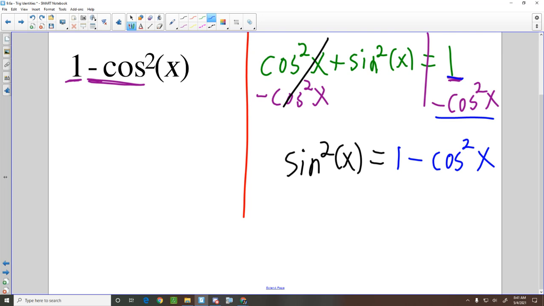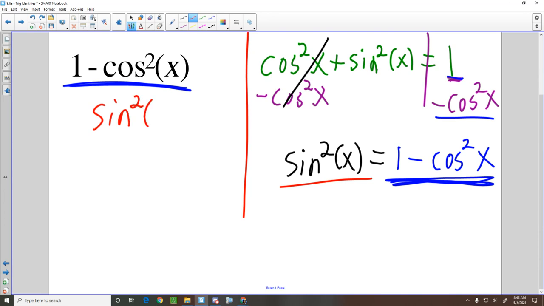But now look at the left side. Look at my original problem. I'm trying to simplify 1 minus cosine squared of x. Do I know what that's actually equal to now? Yeah, look at this. Isn't that exactly what's written here? This is just rewriting that first identity. I see that 1 minus cosine squared is the same as just a sine squared. So over here, this 1 minus cosine squared, I can rewrite that as simply sine squared of x.